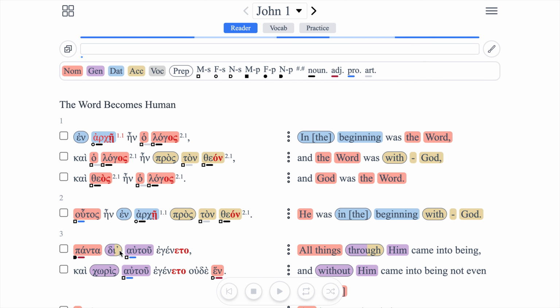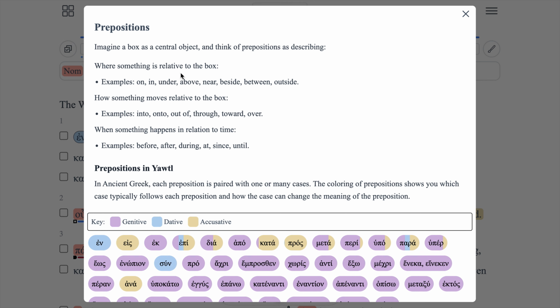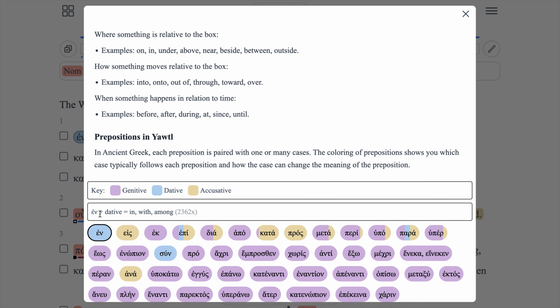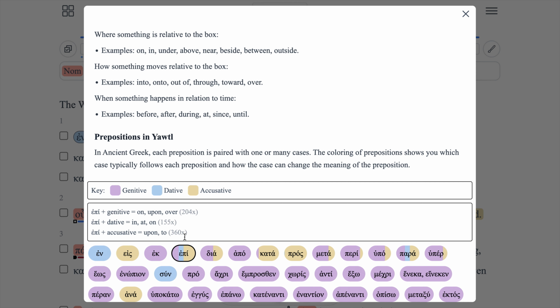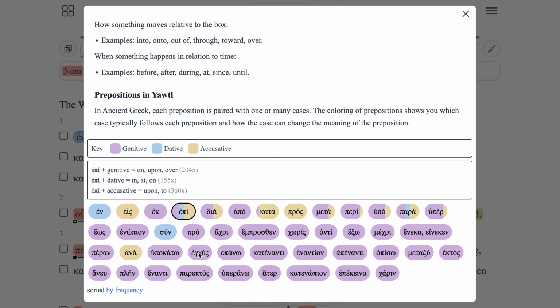If you want to see how all the prepositions are configured, you can click again on the preposition in the key. En is always followed by a dative and means in. Eis is always followed by the accusative. Ek is always followed by the genitive. Epi is kind of crazy and seems like it's followed by anything. I can't figure out a rhyme or reason why. If you know, put it in the comments because I don't see much of a logical pattern there.